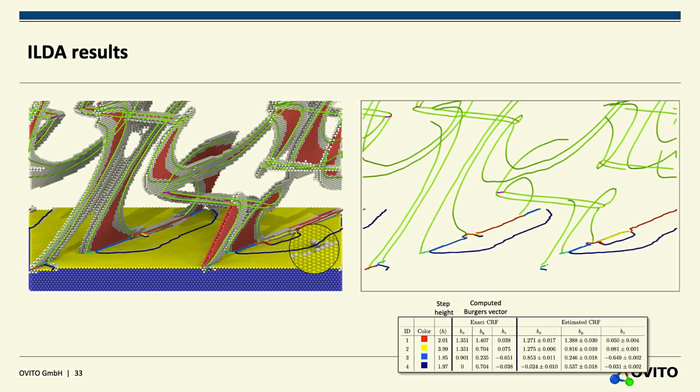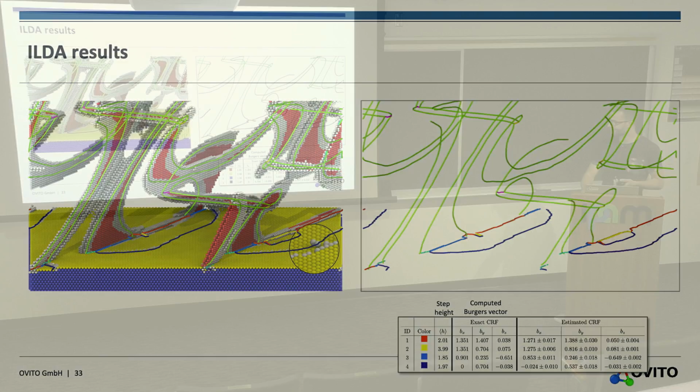So we see these disconnection lines. The green lines are lattice Shockley partial dislocations, and the other colors represent four distinct types of disconnections. And ILDA gives you a table of these disconnections, their step heights, and the Burgers vectors.